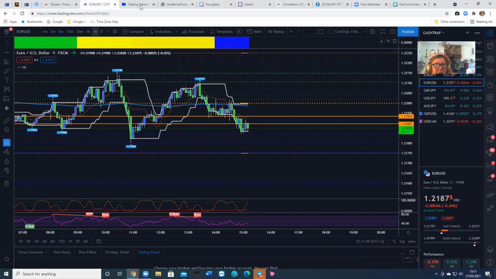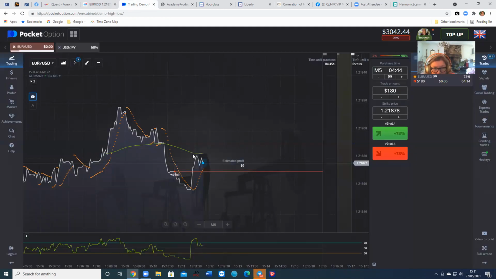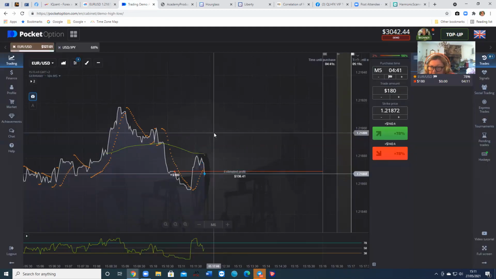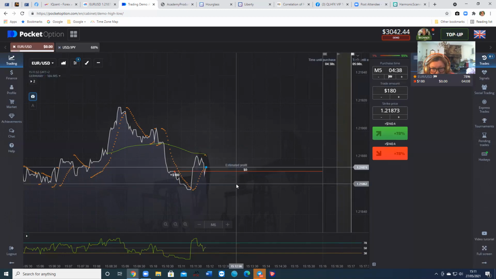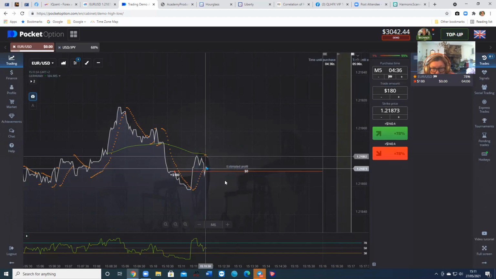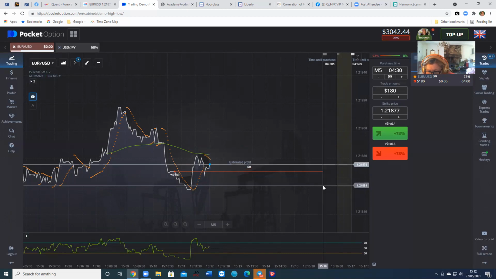Am I doing the right thing here? Yeah. 5 minutes, 4 minutes left. Hopefully that will work its way down. The SAR has flipped. Got the 15-minute coming up. So that finishes at only 15 seconds, 1 minute after the 15-minute candle. So hopefully that's enough. Because I haven't got rollover on this, so timing is critical.